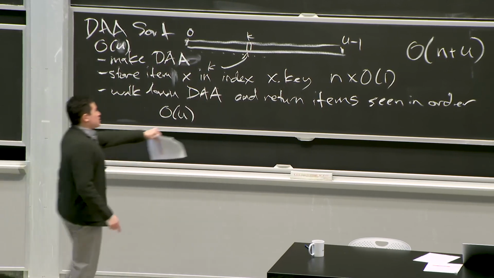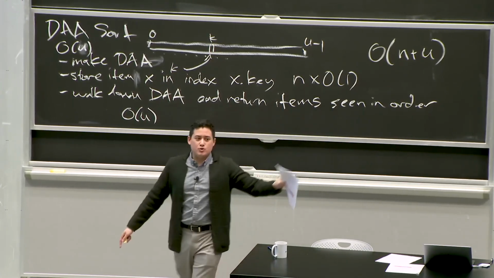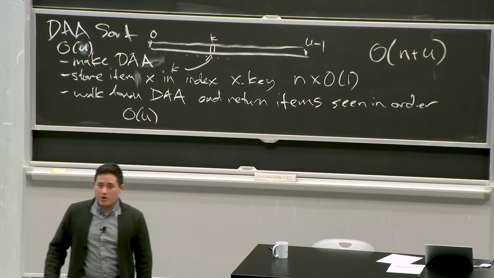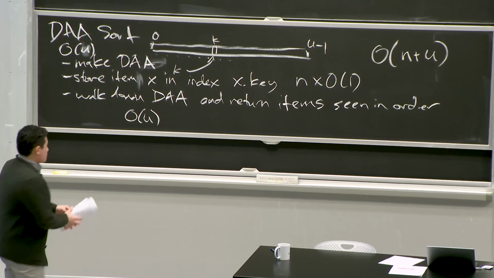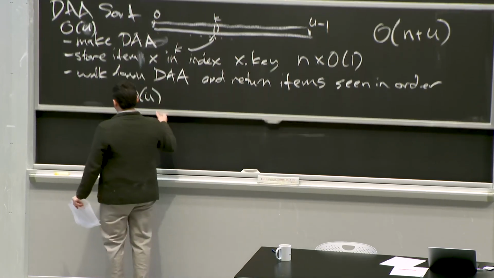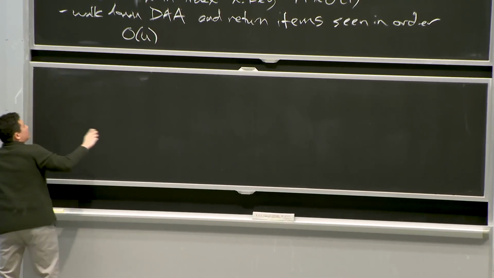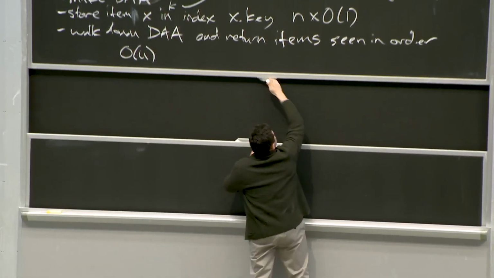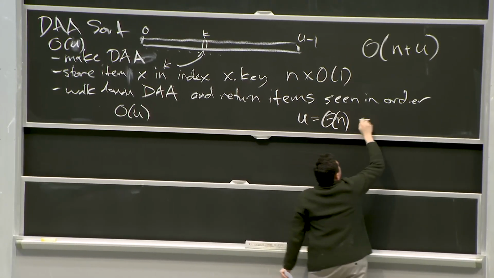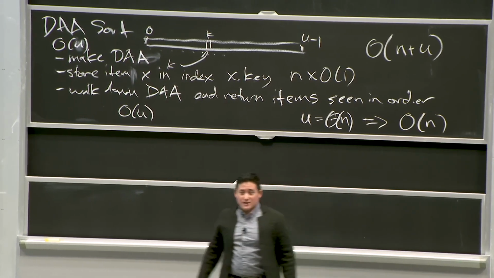OK, so that gives us a linear time algorithm when u is small, right? And under this condition that I have unique keys when I want to sort, right? Those are fairly restrictive, so we might want to generalize this a little bit, OK? So that's direct access array sort. What if we had a set of keys that was a little larger, right? Instead of enforcing, so let's say u is theta n implies linear time sorting. That's great, OK?